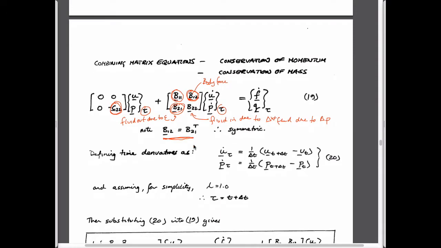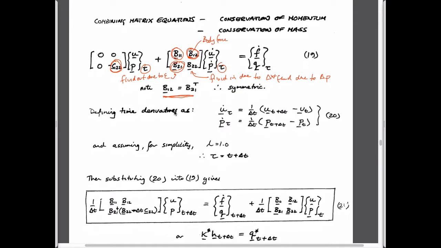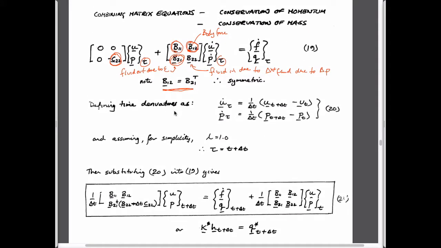All the terms in the stiffness matrix are symmetric. All the terms in the conductance matrix are symmetric. These are symmetric because this is just B transpose B, and if these two off-diagonal terms are the transpose of each other, then the whole system remains symmetric, which is kind of interesting. So what do we do to solve it?